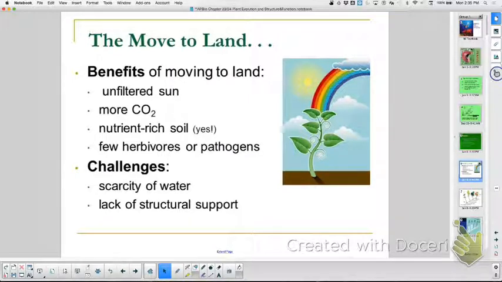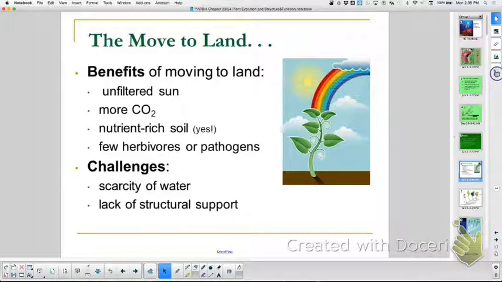The challenge of being on land is no water. And water did something besides being needed for photosynthesis. Think about when you go to the beach and you see seaweed. Is the seaweed standing up tall? No, it has no secondarily thickened walls. It's just laying there on the beach, and if you lift it up, it'll go back to laying there. It doesn't have a way to hold itself upright.